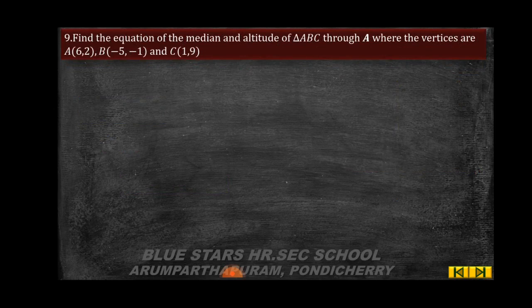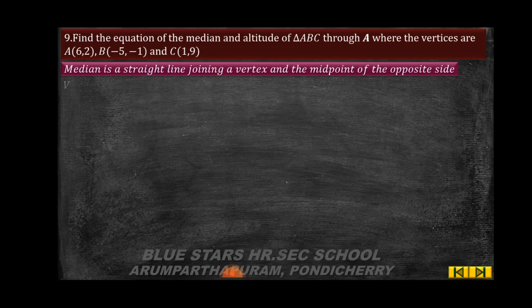Problem number 9. Find the equation of the median and altitude of the triangle ABC through A, where the vertices are A of 6, 2, B of minus 5, minus 1 and C of 1, 9. So, a median is a straight line joining a vertex and the midpoint of the opposite side. The vertices of the triangle are given.